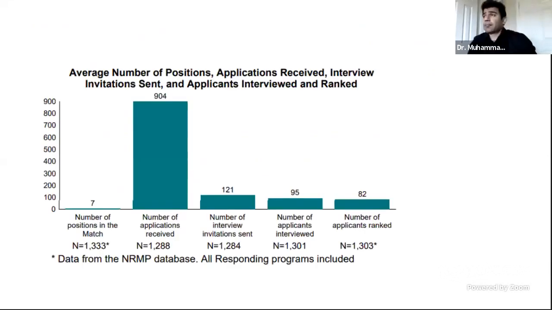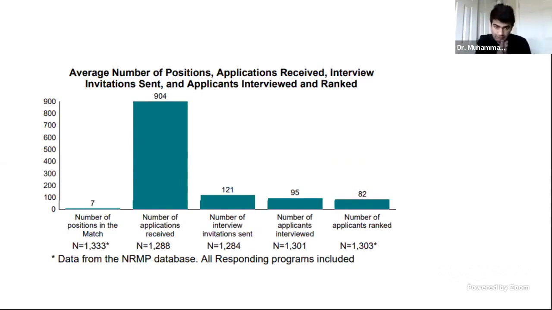Now, this is the number that I wanted to show you so you can understand how many people apply. Just as an example, one hospital had 7 positions. Guess how many applications they received? They received about 900 applications. Out of 900 applications, they sent out interview calls to 121, and 95 people showed up. Now, how many people ranked the hospital? 82 people ranked the hospital.